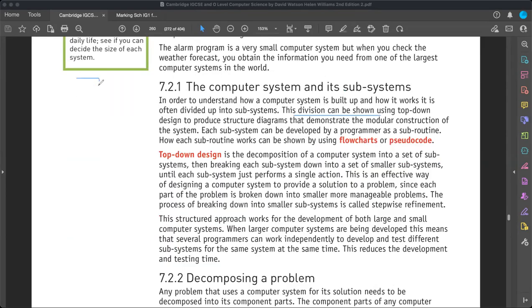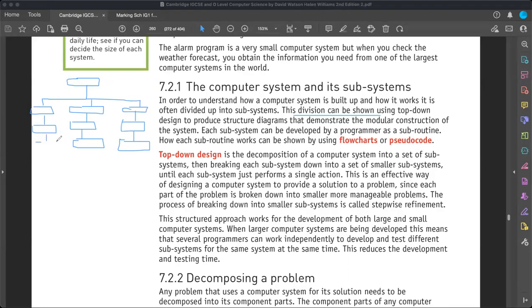Like this. This is a subsystem. This is another subsystem. This is another subsystem. From this subsystem, we have further subsystems. From this part of a subsystem, we have another subsystem. From this part of the system, we have another subsystem.